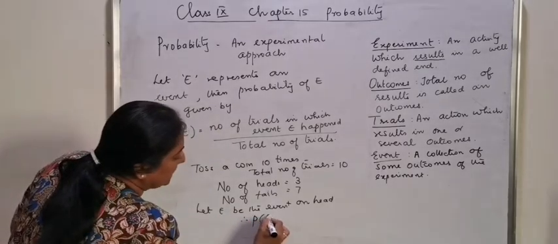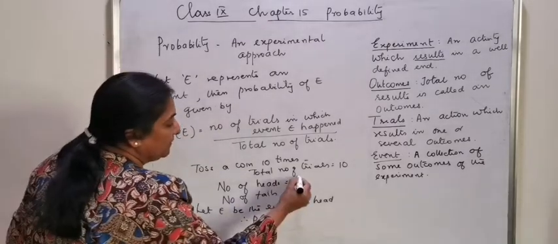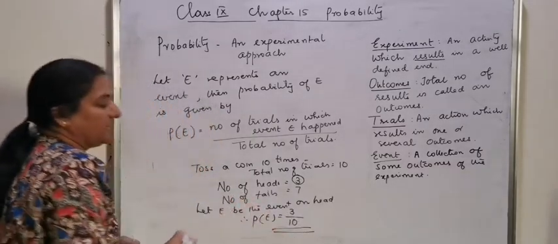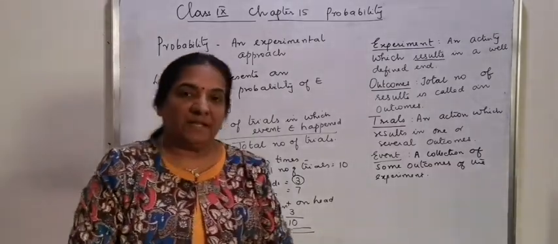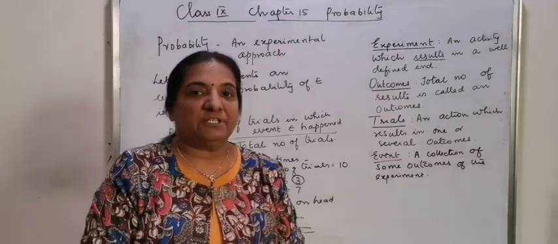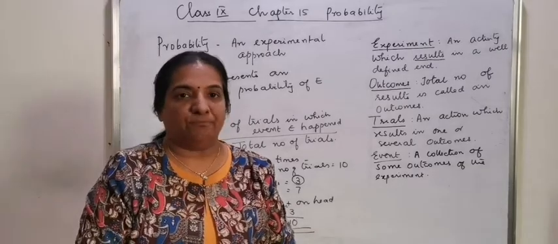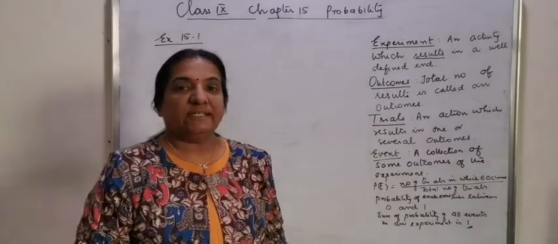Therefore, probability of E is equal to 3 divided by the total number of trials, which is 10. If you get a fraction, and you can simplify it, always leave the answer in the simplified form. Let's review the terms.